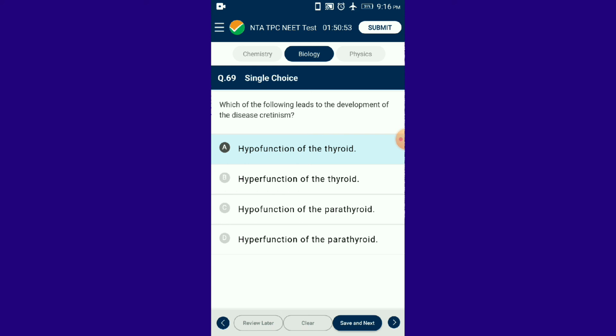Hypofunction of the thyroid gland leads to the development of the disease cretinism.